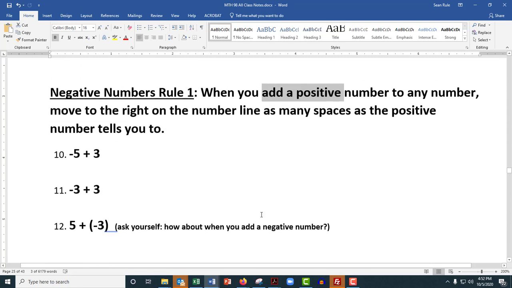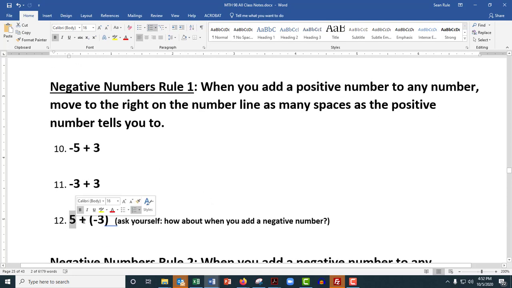Now, this next one might be a little bit weird. 5 plus a negative 3. And you might even ask yourself, why would we ever need to add a negative number? Well, we'll get to that in a second. Negative numbers rule number 1 up there says when you add a positive number, move to the right. What if you add a negative number?